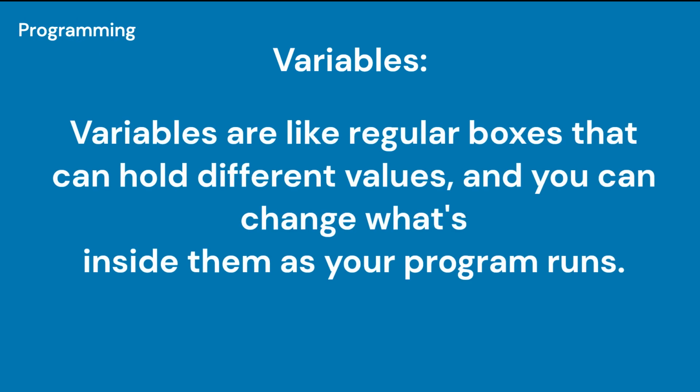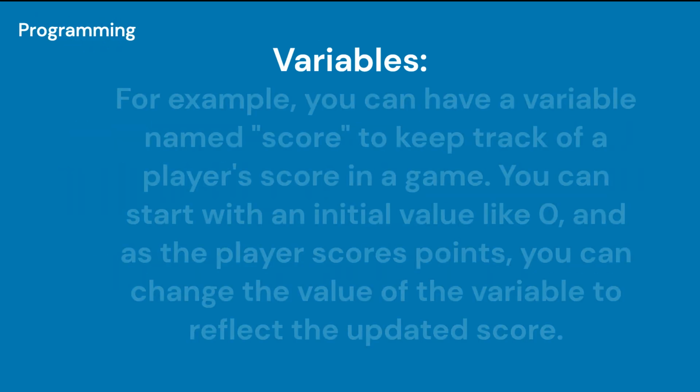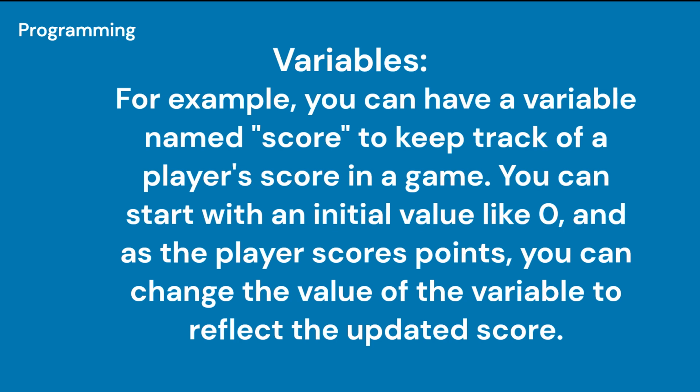Variables are like regular boxes that can hold different values, and you can change what's inside them as your program runs. For example, you can have a variable named score, to keep track of a player's score in a game. You can start with an initial value like 0, and as the player scores points, you can change the value of the variable to reflect the updated score.